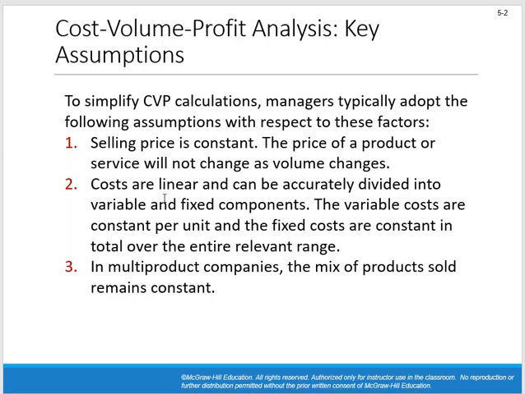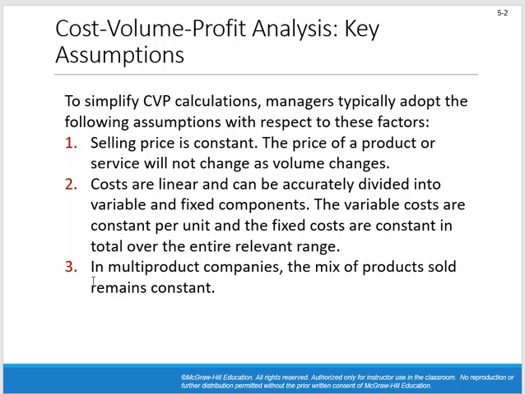Number two, costs are linear and can be accurately divided into variable and fixed components. So you guys know how to divide costs into their variable and fixed components. And when we see a mixed cost, you know it's your job to break it into variable and fixed. The variable costs are constant per unit, and the fixed costs are constant in total over the entire relevant range. So we're assuming that we're operating within the relevant range.